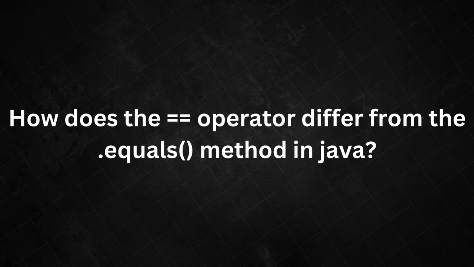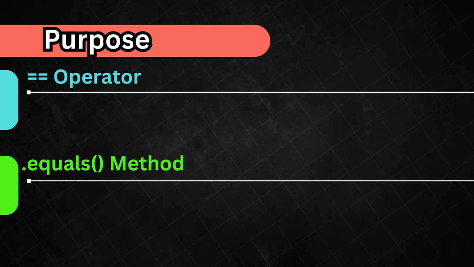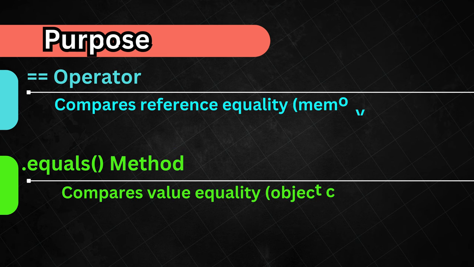I'd like to start by explaining the primary distinction between the == operator and the .equals() method. Both are used for comparison in Java, but they serve different purposes based on what we're trying to compare. First, when it comes to purpose, the == operator checks reference equality. This means it evaluates whether two references point to the exact same memory address.